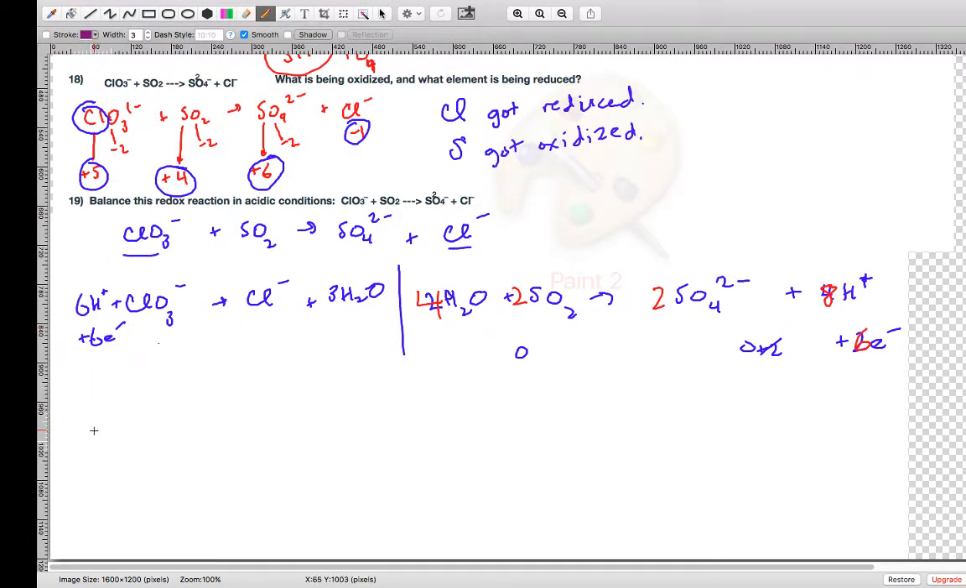So 6 H plus, 6 electrons plus a chlorate ion makes, those are the reactants, right? I'm not going to put the arrow yet. I'm going to write all the reactants at once, even these. So 4 waters and 2 sulfur dioxides.